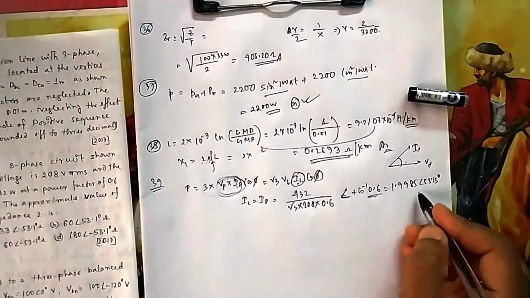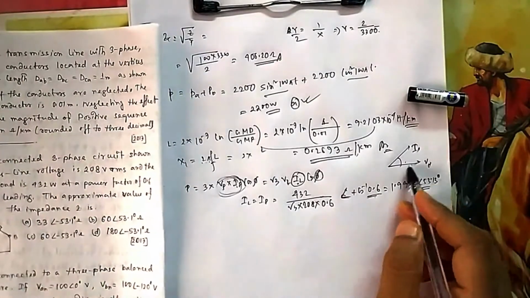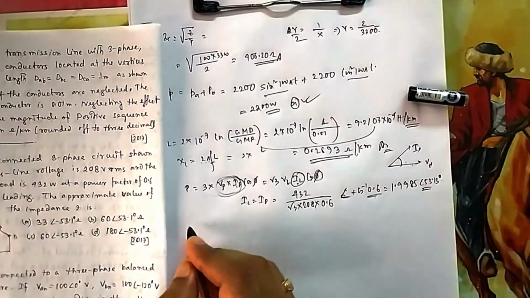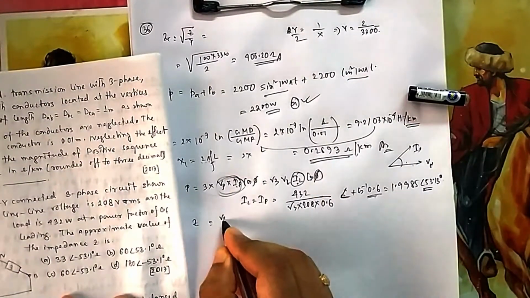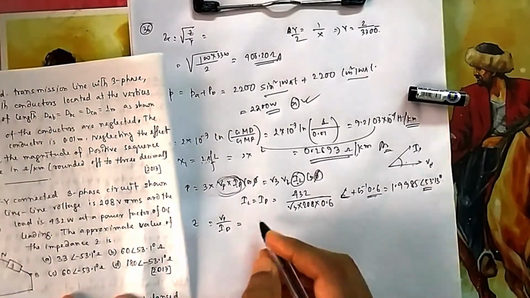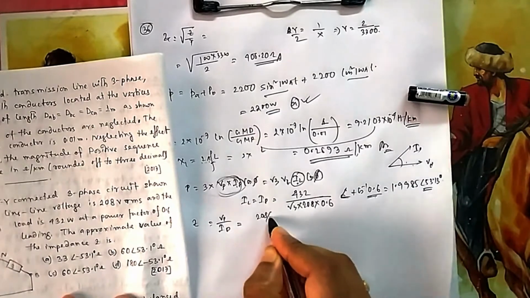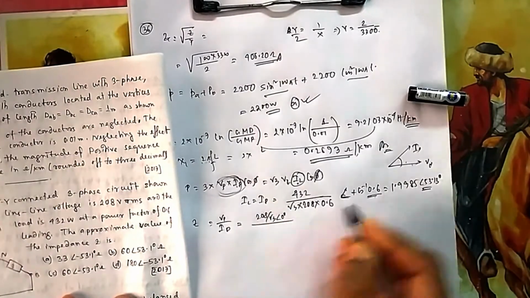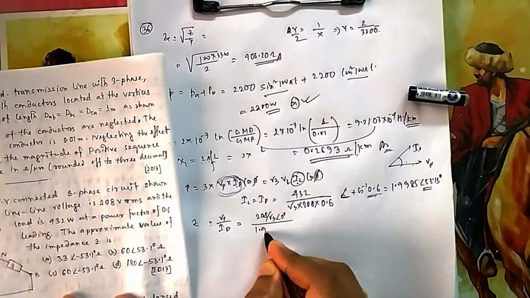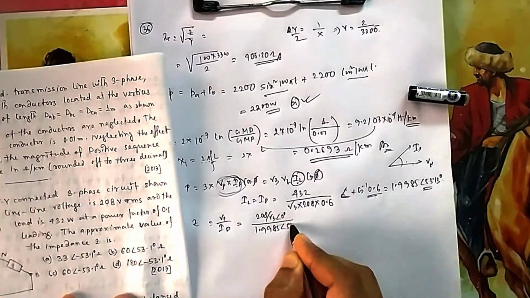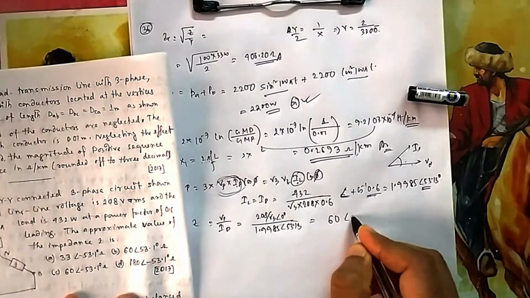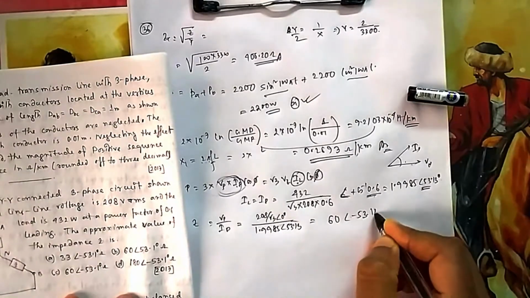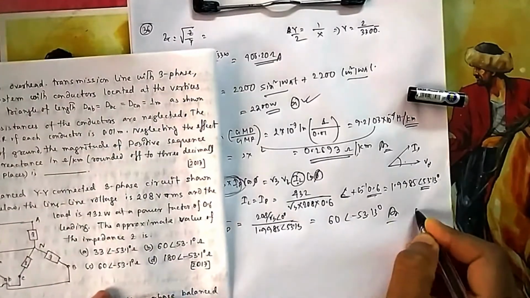Okay. So once you got I this, you know Vp also, so you can calculate your Z per phase. So per phase Z will be equal to Vp by Ip. So Vp is equal to 208 divided by root 3 at an angle of 0. I have considered Vp, and Ip you just calculated it at an angle of 53.13. So if you divide it, you will get your answer is 60 at an angle of minus 53.13. That is your option C.